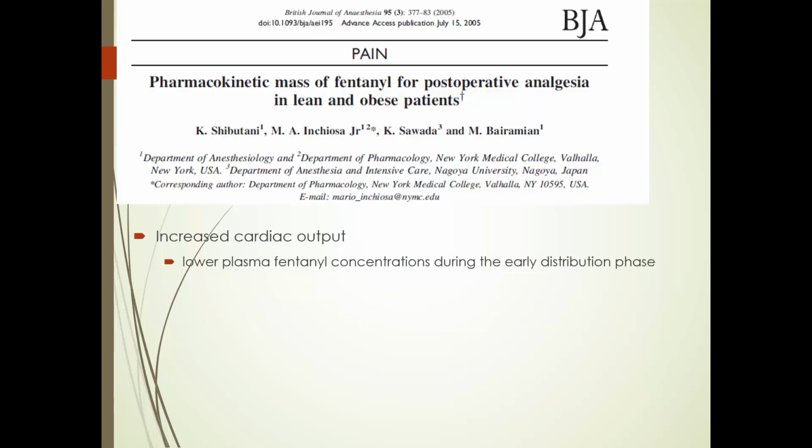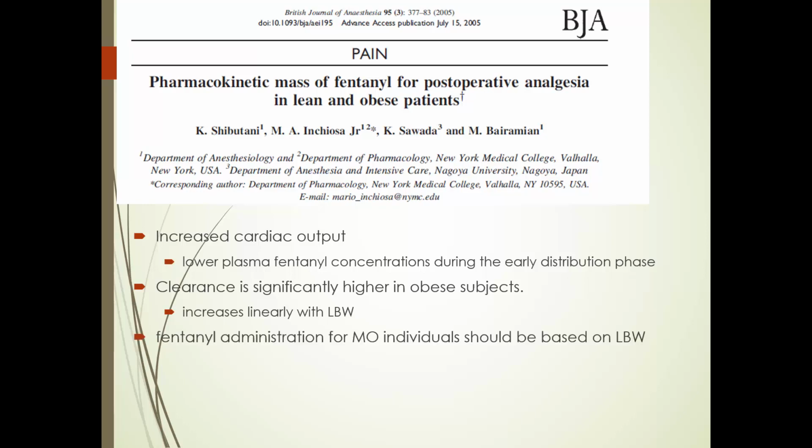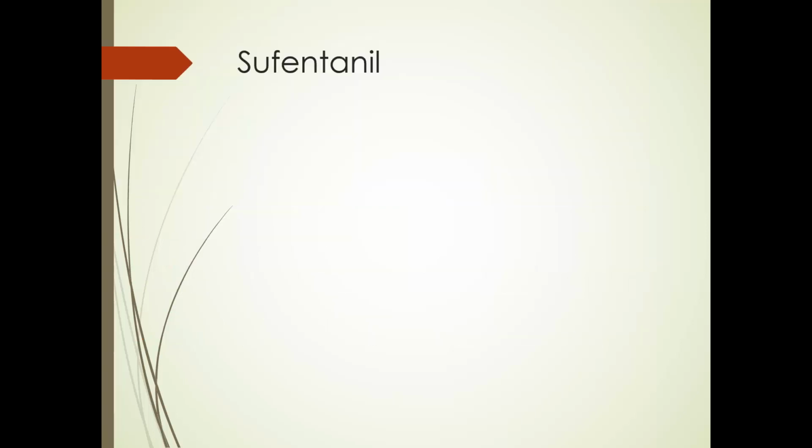Fentanyl. Increased cardiac output results in lower plasma fentanyl concentration during the early distribution phase. Clearance is significantly higher in the obese patient and increases linearly with lean body weight. So it is a fairly safe drug compared to other opioids. Fentanyl administration for morbidly obese individuals should be based on lean body weight, though. If you use actual body weight, you're going to significantly overdose them.